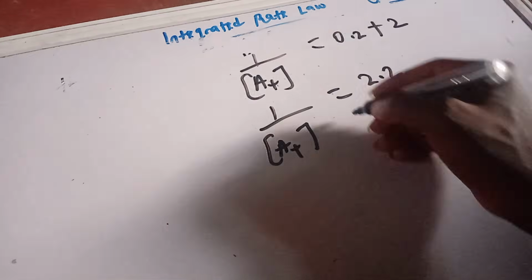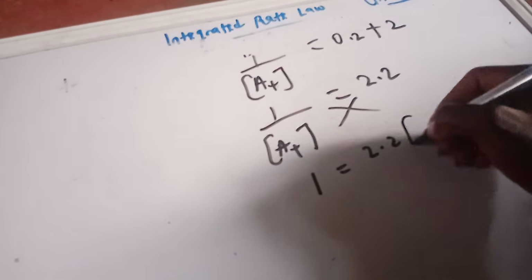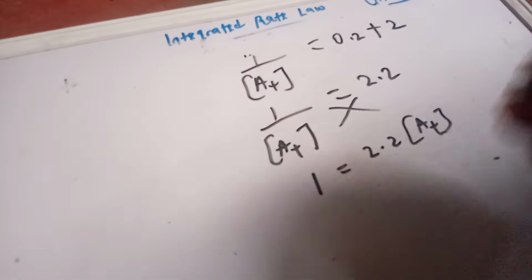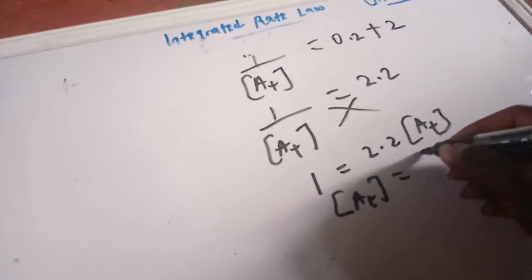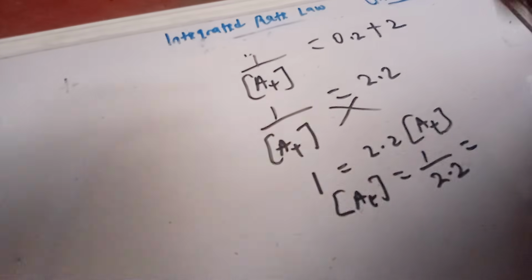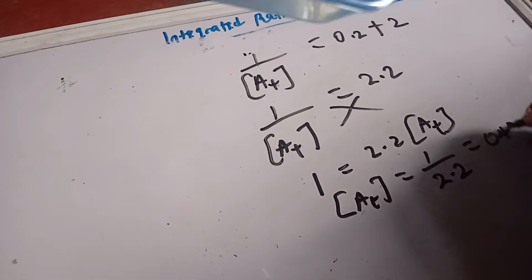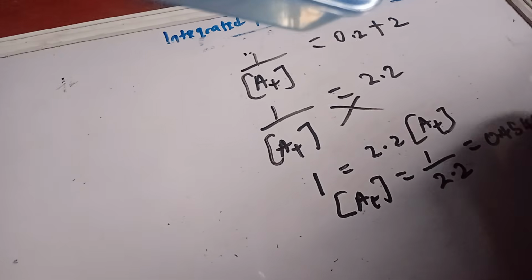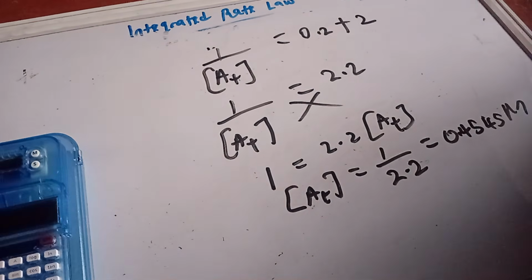So how do we find At? Cross multiply. So here we have 1 equals 2.2 multiplied by At. Make At the subject of the formula. That means At equals 1 over 2.2, which equals 1 divided by 2.2, so equals 0.4545.